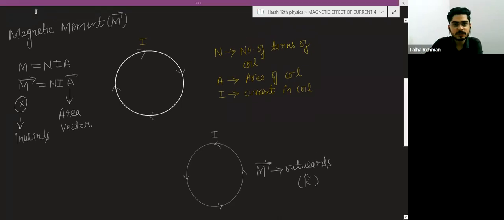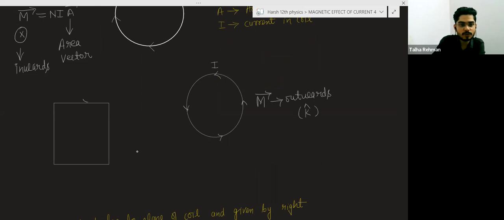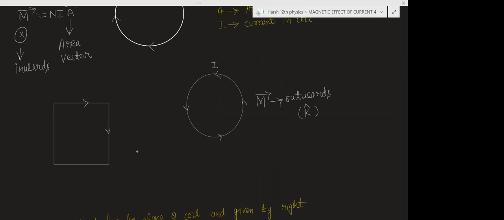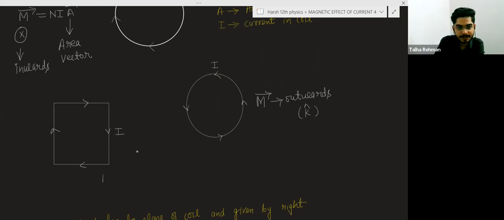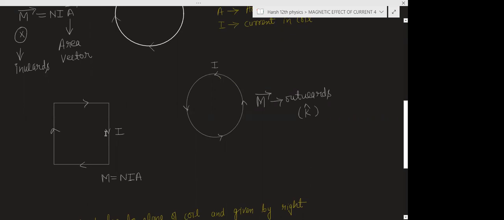Suppose I have a square loop, and in this square loop the current is in this direction. I is the current. The magnetic moment of this square loop is again the number of turns in the loop, current in the loop, and area of the square loop, and the direction is given by the right hand rule. This current is in the clockwise direction. Just curl your fingers like this. It is inwards.